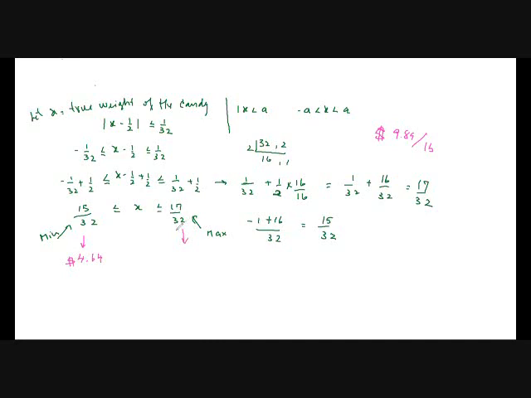And this one, if you get 17 over 32 times the candy price per pound, 9.89, what do we have? 17 divided by 32 times 9.89, we're going to have approximately $5.25. Okay, so this question we calculate, we get this.